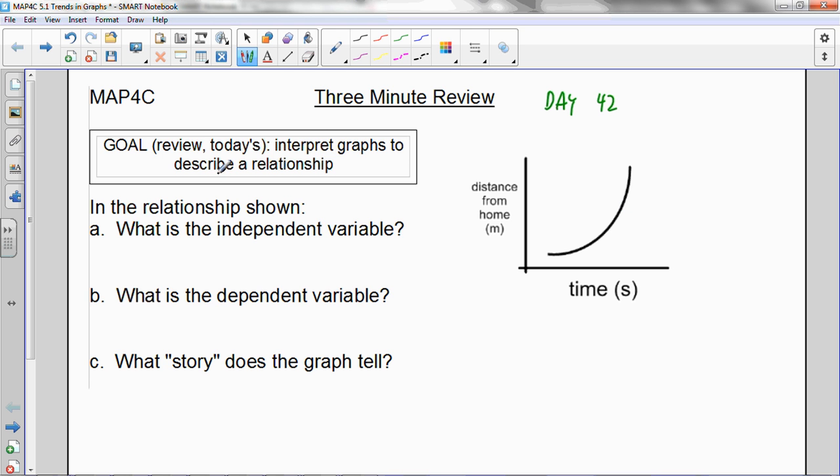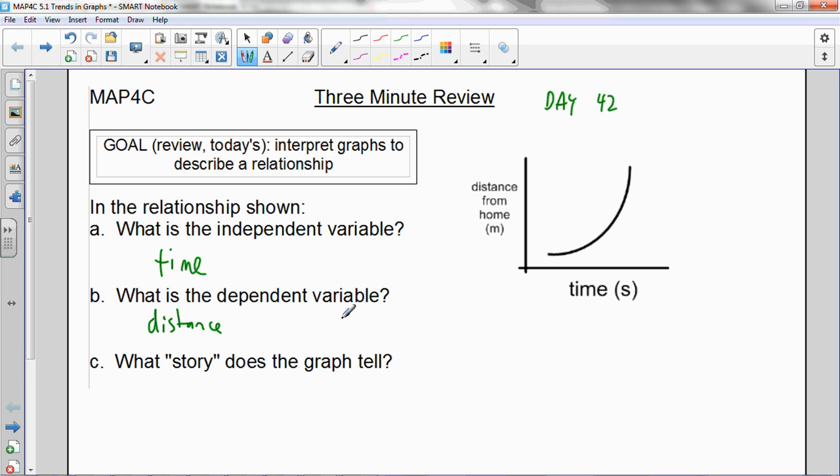The 3-minute review is just to get us going here. A review goal, and also from time gone past: interpret graphs to describe a relationship. What's the independent variable? Well, that's review. It's time. What's the dependent variable? It's distance from home.